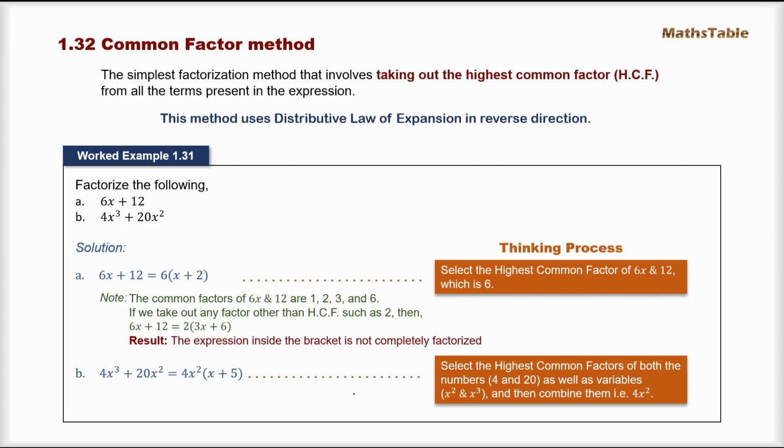So the best way to do it is to select the highest common factors of both the numbers and the variables separately first, and then combine them to obtain the highest common factor of the entire algebraic expression. So this is how we can factorize this expression to get the final factorized form 4x squared times x plus 5.